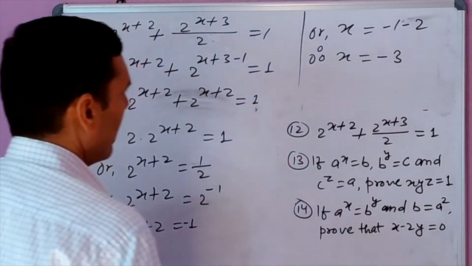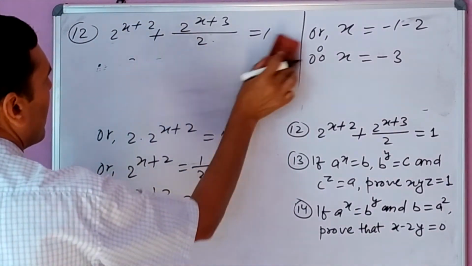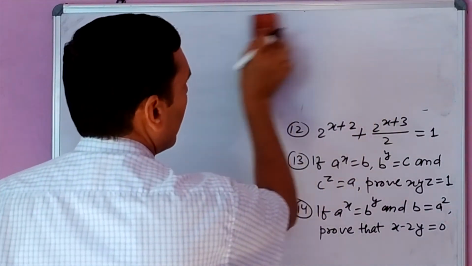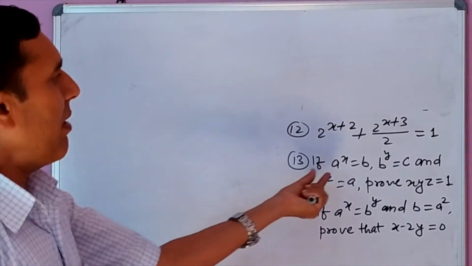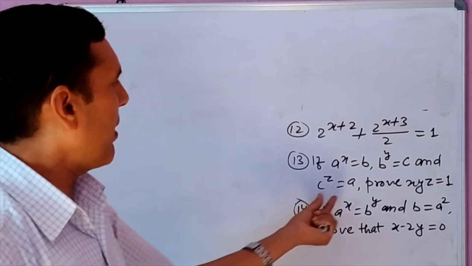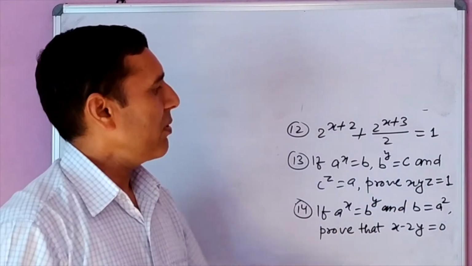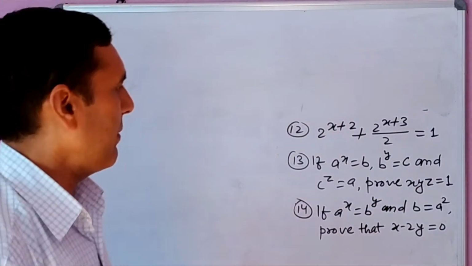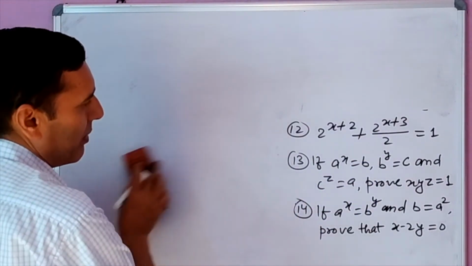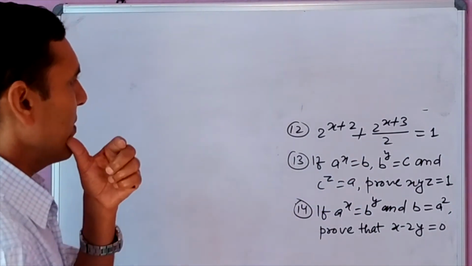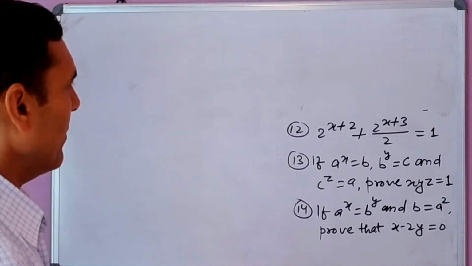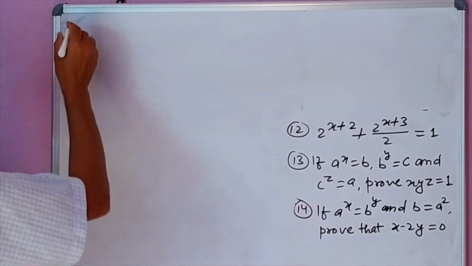Now question number 13. Our question number 13 is slightly different, and a condition is given there. If a to the power x is equal to b, b to the power y is equal to c, and c to the power z is equal to a, we have to prove that xyz is equal to 1. With the help of the given condition: a to the power x is equal to b, b to the power y is equal to c, and c to the power z is equal to a. Question number 13.